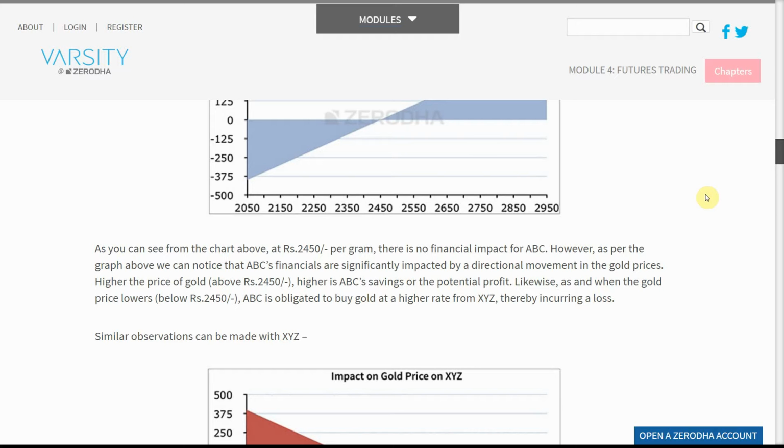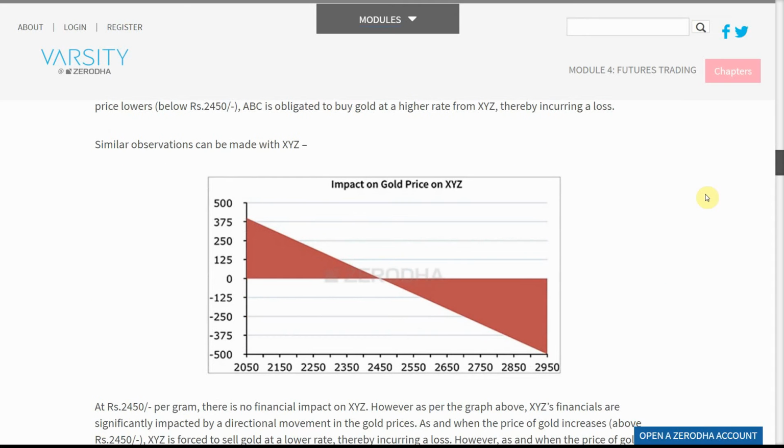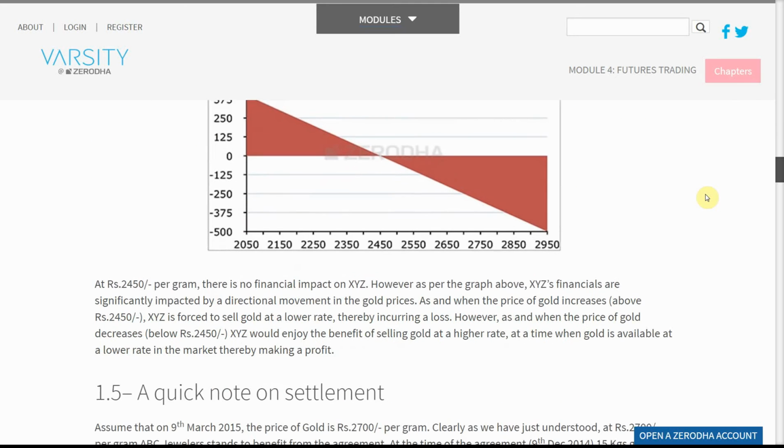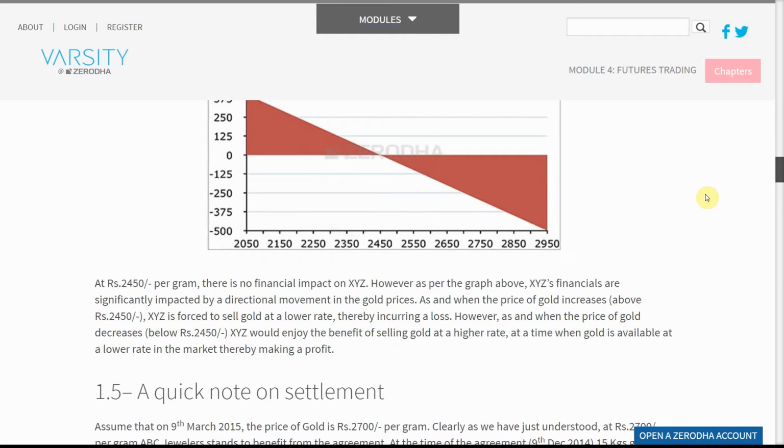Similar observations can be made with XYZ. At 2,450 rupees per gram, there is no financial impact on XYZ. However, as per the graph above, XYZ's financials are significantly impacted by a directional movement in the gold prices. As and when the price of gold increases above 2,450 rupees per gram, XYZ is forced to sell gold at a lower rate, thereby incurring a loss. However, as and when the price of gold decreases below 2,450 rupees per gram, XYZ would enjoy the benefit of selling gold at a higher rate at a time when gold is available at a lower rate in the market, thereby making a profit.